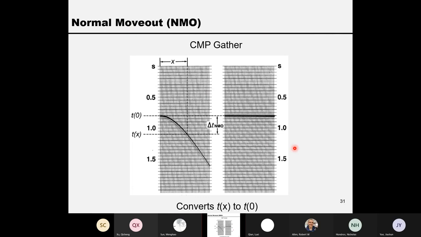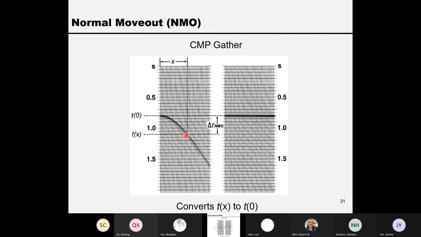This diagram is actually the concept. The vertical axis is time in seconds, 0.5, 1, 1.5, right? And horizontally, it's x here, where x is equal to 2h. x is the source-receiver distance, and h is half of the offset. Because x equals 2h, your travel time gradually increases with the offset. So you have a curve that looks like this. At this point x here, the travel time is tx.